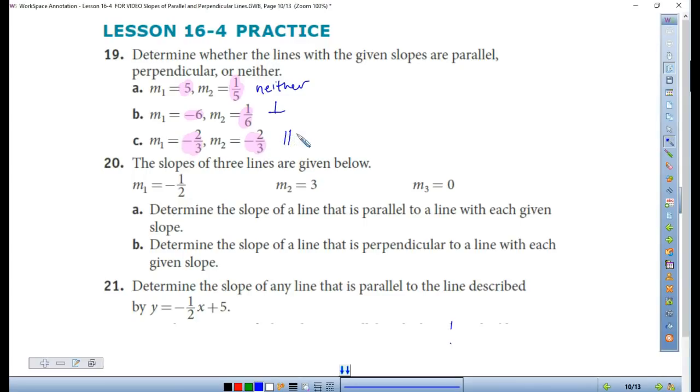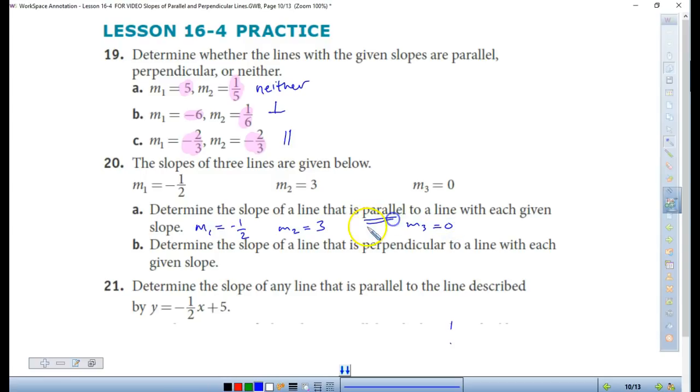Alright, the slopes of 3 lines are given below. Determine the slope of a line that's parallel to a line with each given slope. So M1 would be the same slope, so negative 1/2. And slope 2 would be 3. Slope 3 would be 0.